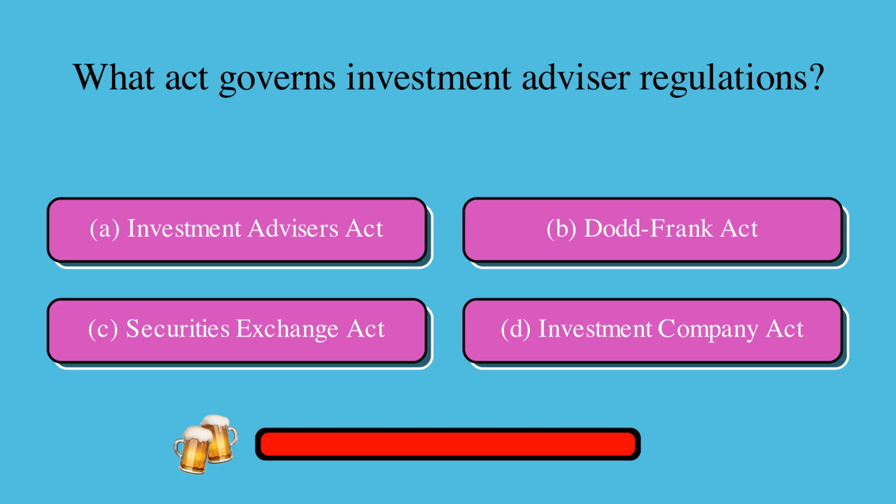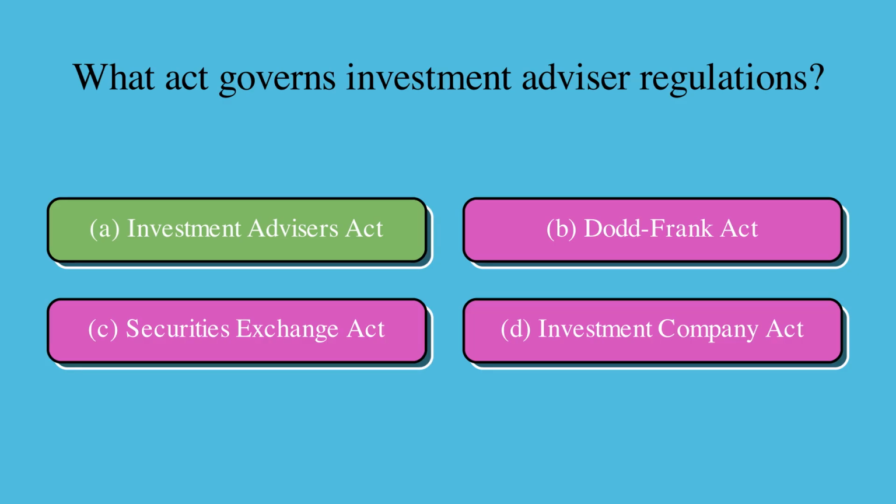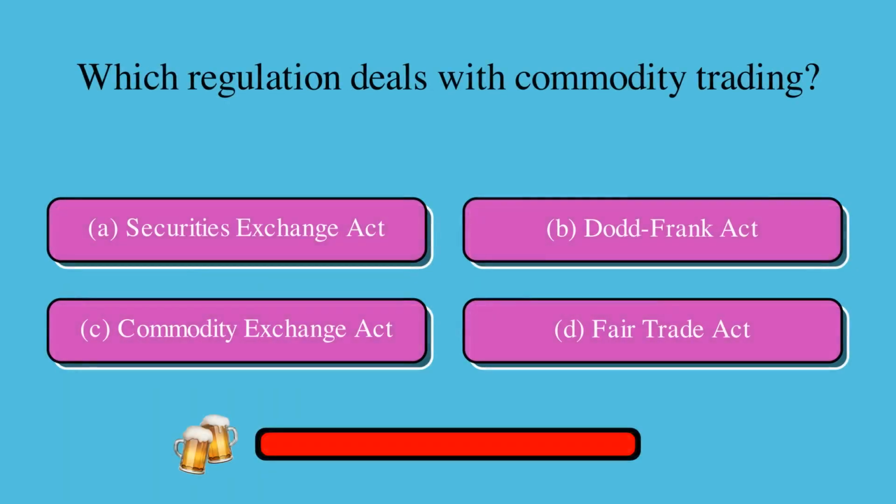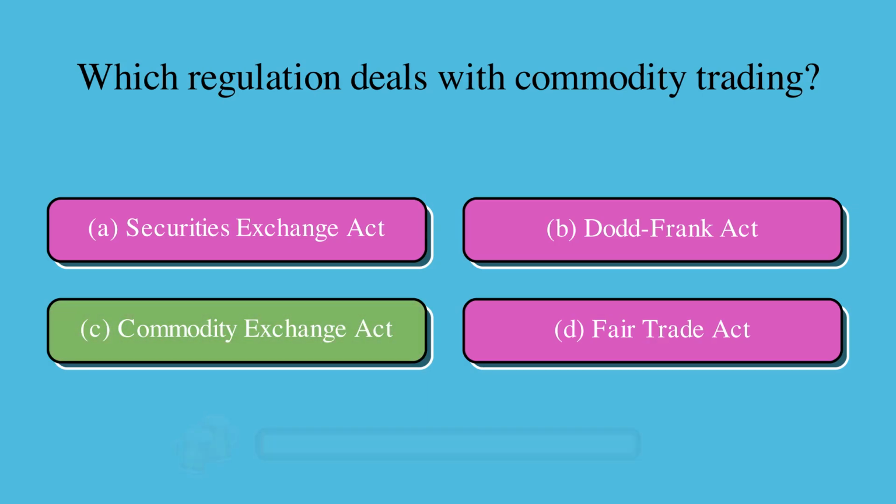What act governs investment advisor regulations? Is it A, Investment Advisors Act, B, Dodd-Frank Act, C, Securities Exchange Act, or D, Investment Company Act? The correct answer is A, Investment Advisors Act. Which regulation deals with commodity trading? Is it A, Securities Exchange Act, B, Dodd-Frank Act, C, Commodity Exchange Act, or D, Fair Trade Act? The correct answer is C, Commodity Exchange Act.